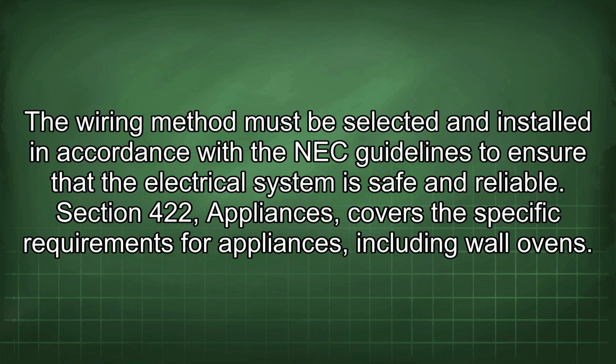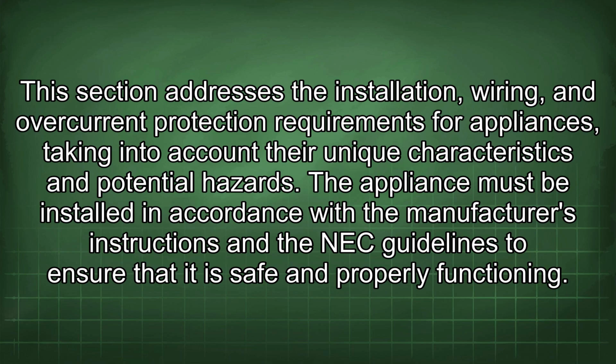Section 422, Appliances, covers the specific requirements for appliances, including wall ovens. This section addresses the installation, wiring, and overcurrent protection requirements for appliances, taking into account their unique characteristics and potential hazards. The appliance must be installed in accordance with the manufacturer's instructions and the NEC guidelines to ensure that it is safe and properly functioning.